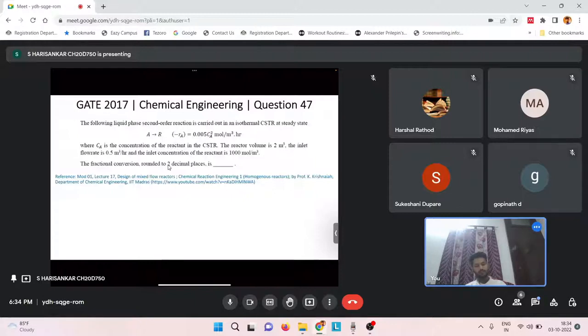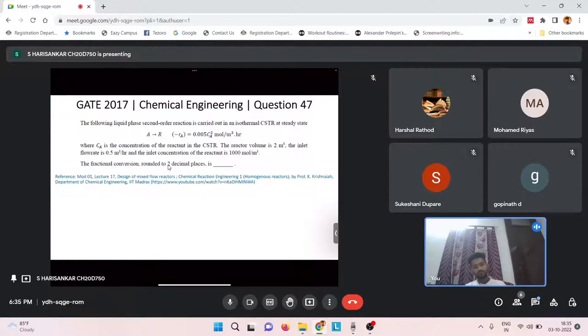This is a question based on design of ideal reactors, and the NPTEL reference lecture series can be found in module 1, lecture 17, design of mixed flow reactors, Chemical Reaction Engineering 1, homogeneous reactors, by Professor K. Krishnaiah, Department of Chemical Engineering, IIT Madras.